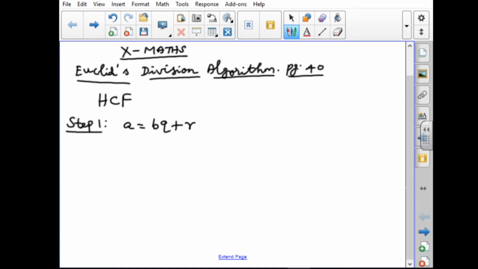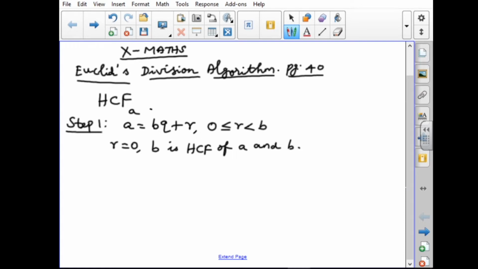Okay, step 1 we have to take like that. R is the remainder. What is our condition? R lies between 0 less than or equal to R less than the divisor B. This is the condition. Suppose we get R equal to 0, then what is the divisor here? B. So B is the HCF of A and B.